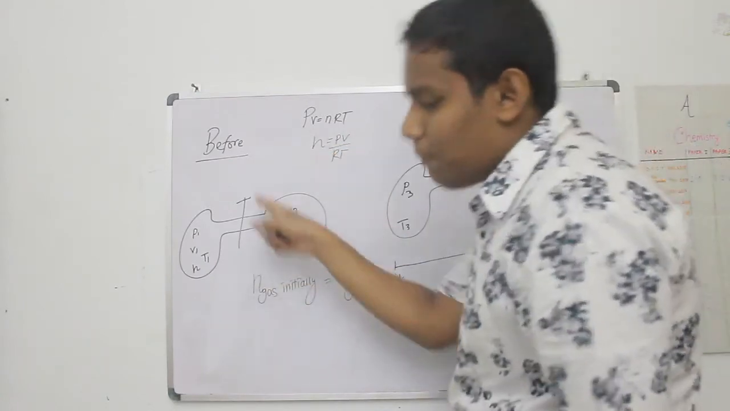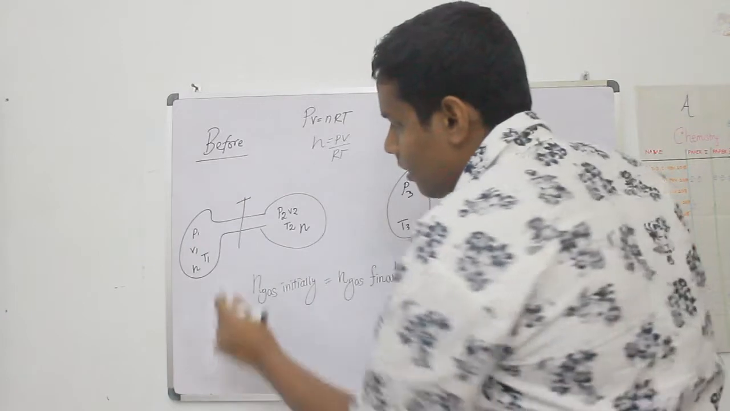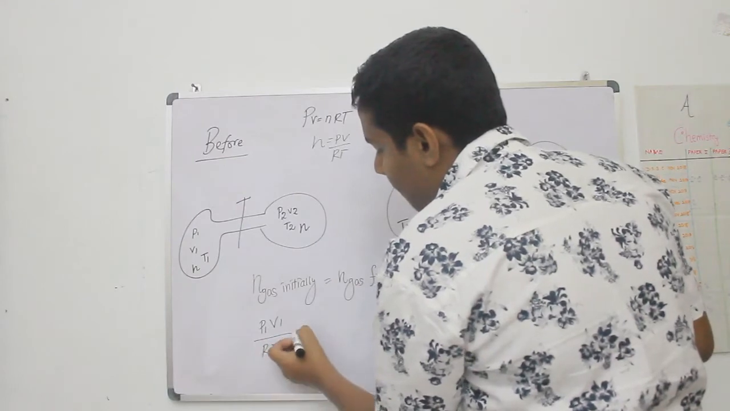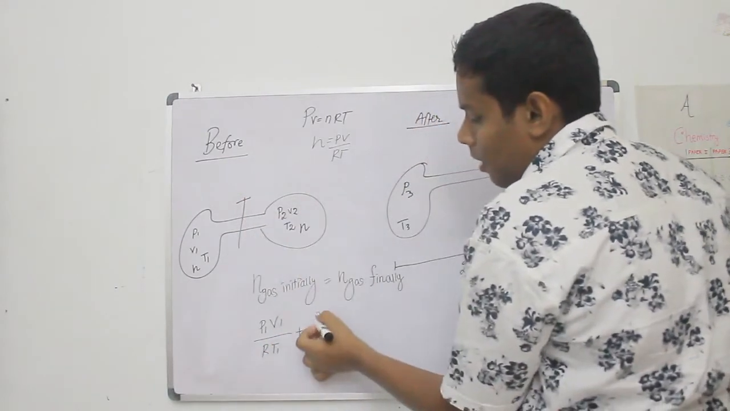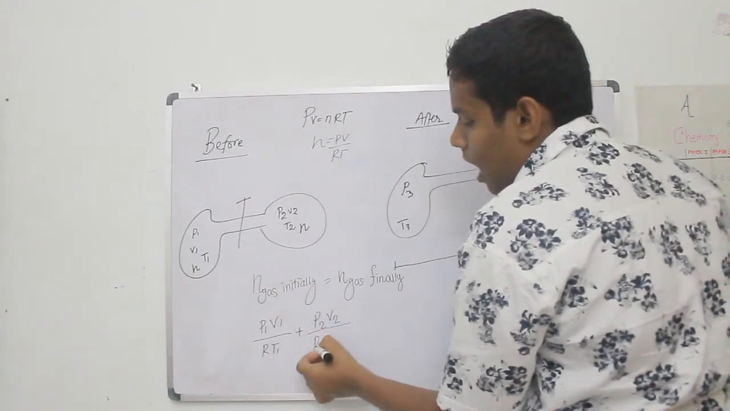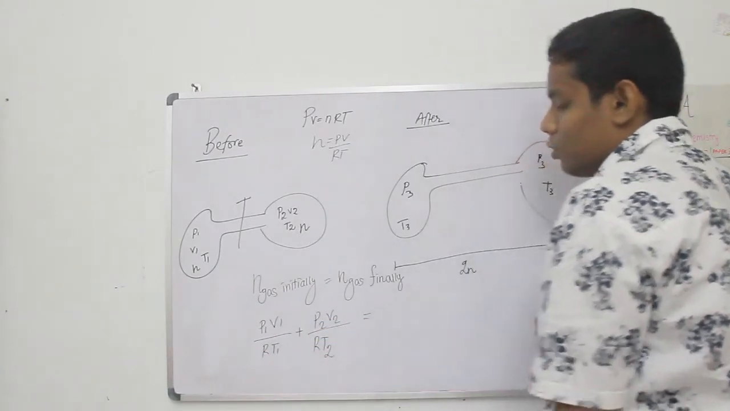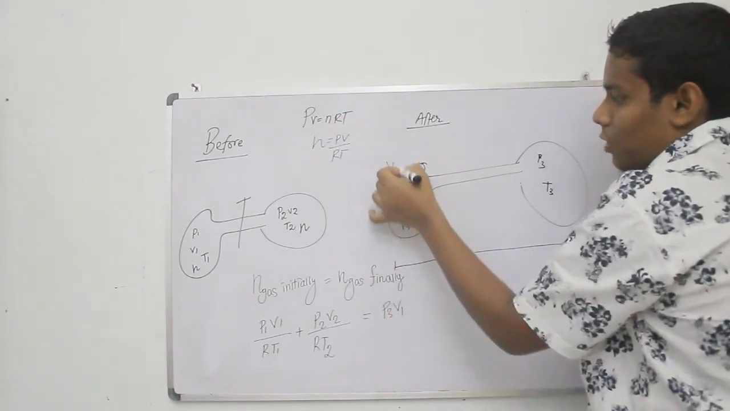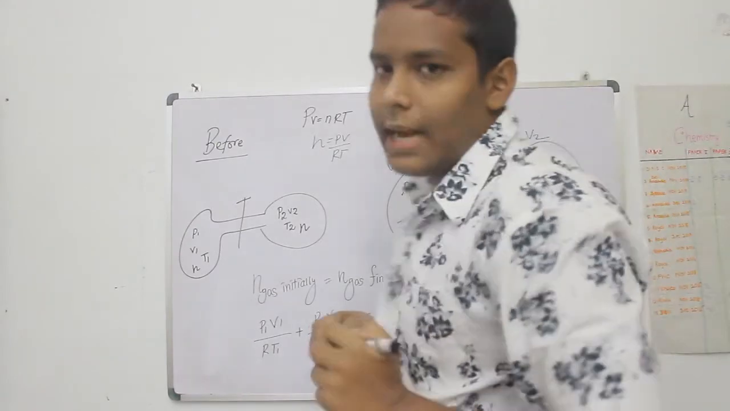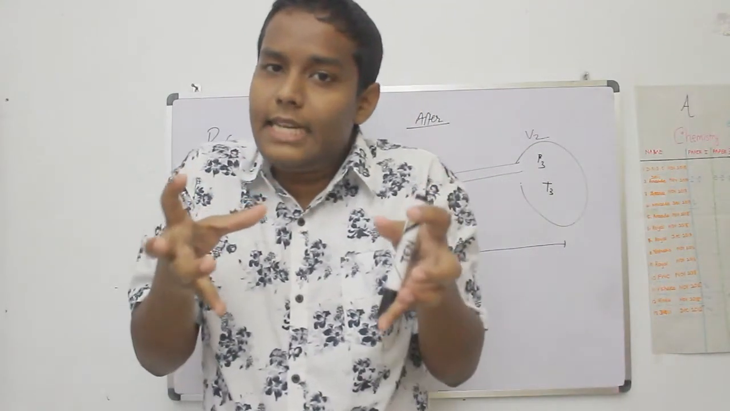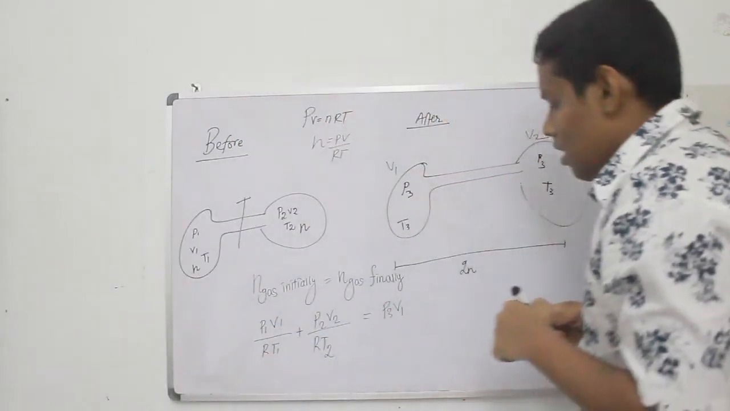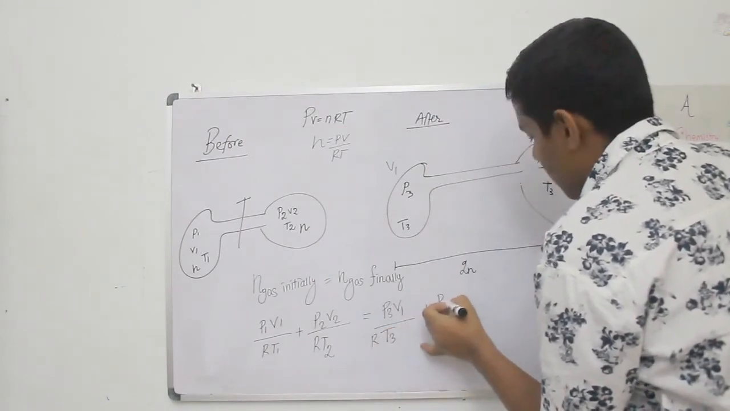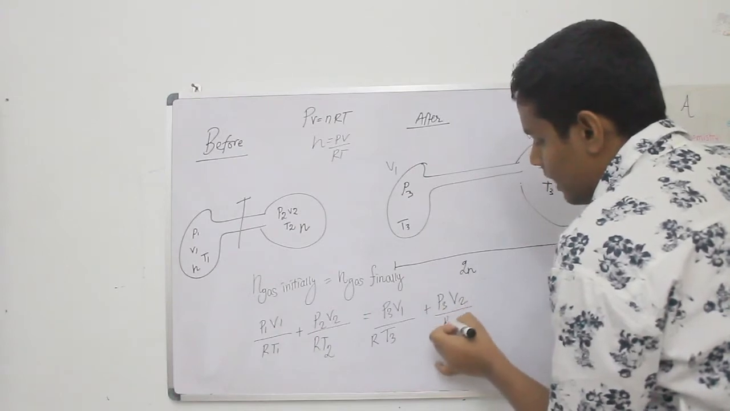For this bulb, P1 V1 over RT1, plus, for this bulb, P2 V2 over RT2, equal to, for this bulb, P3 V1, this also has volume V1, this also has volume V2. You can assume that when the tap is open, since it's a rigid container, there is no fluctuation in volume. So P3 V1 over RT3 plus P3 V2 over RT3.